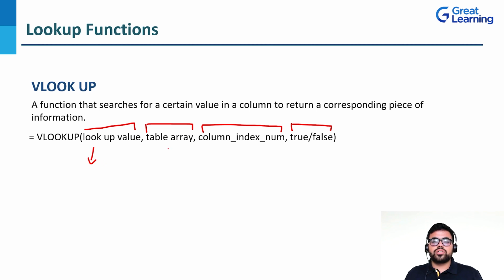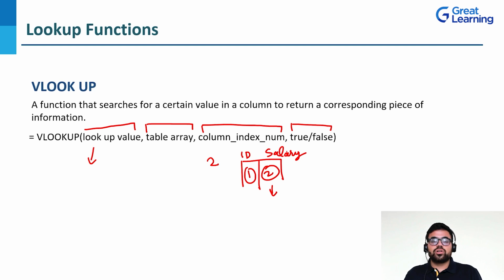Second is table array. So this would be selection of the entire data set. Third would be column index number. Now what it is, let's see. So let's say that in the data set, you have two columns. Number one is your employee ID and number two is the salary. Okay, so in order to extract the salary, that would be in column 2. So you would put the column index number as 2 and true and false. So true is if you want an approximate match and false is if you want an exact match of it.